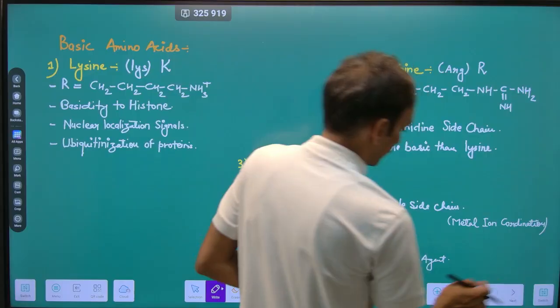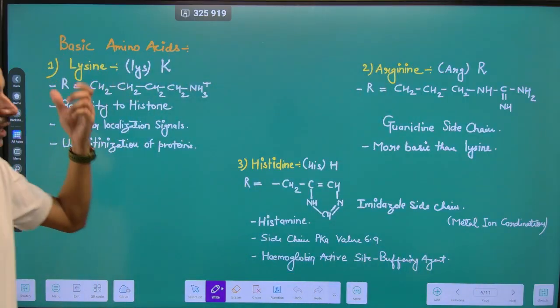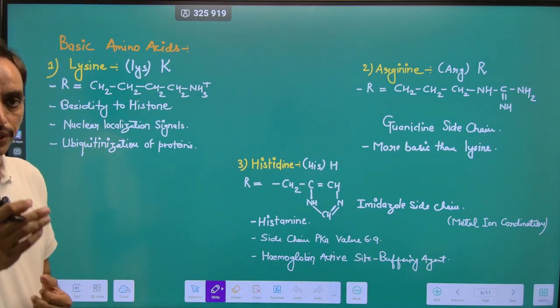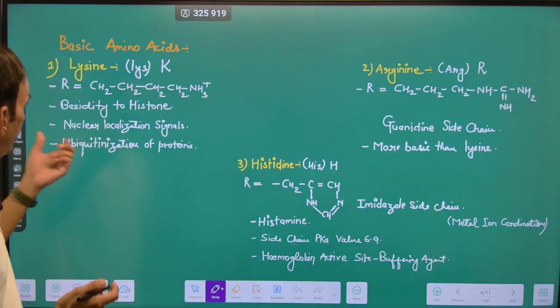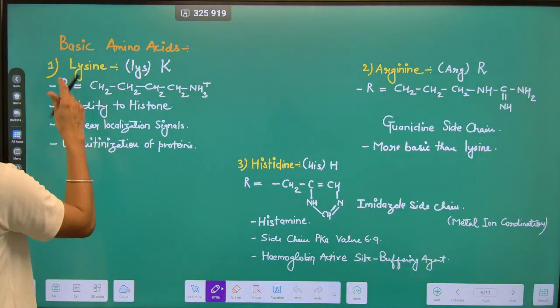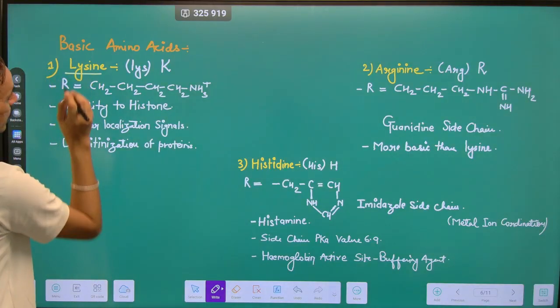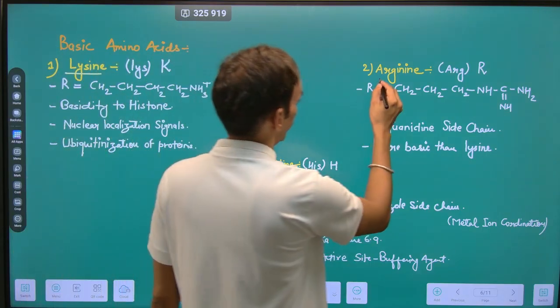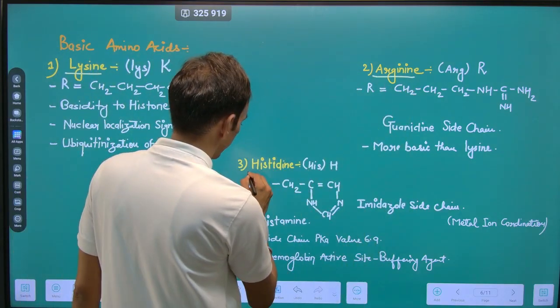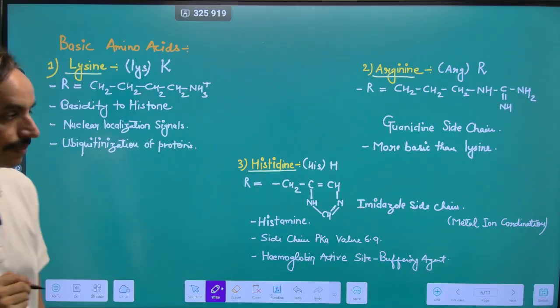Next, let's talk about the basic amino acids. Within this basic amino acid group, there are three types of amino acid. One is known as lysine, second is known as arginine, and third is known as histidine. Let's talk about all three.